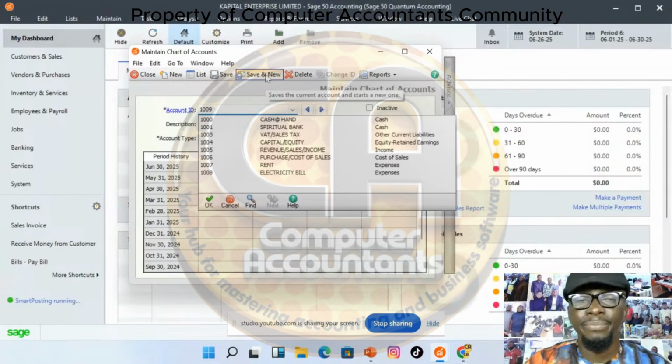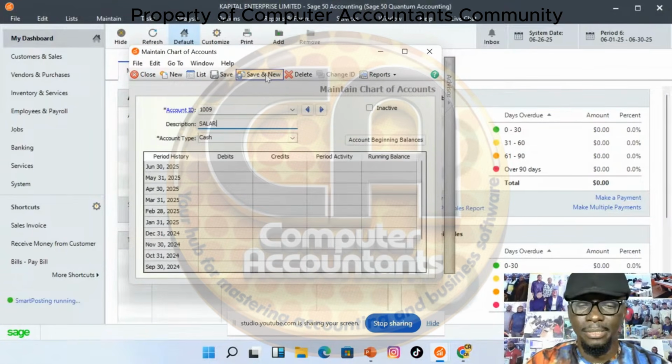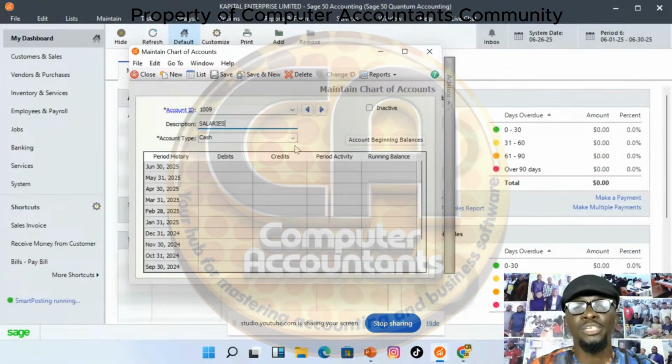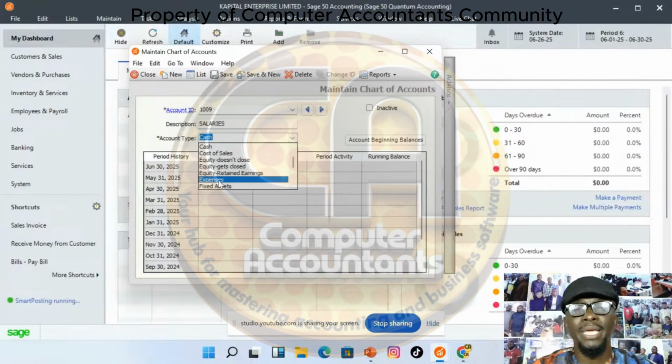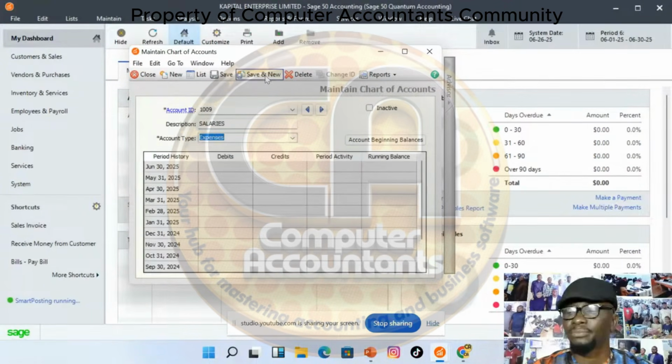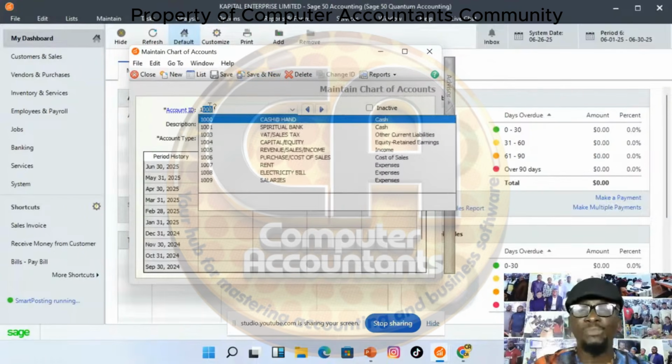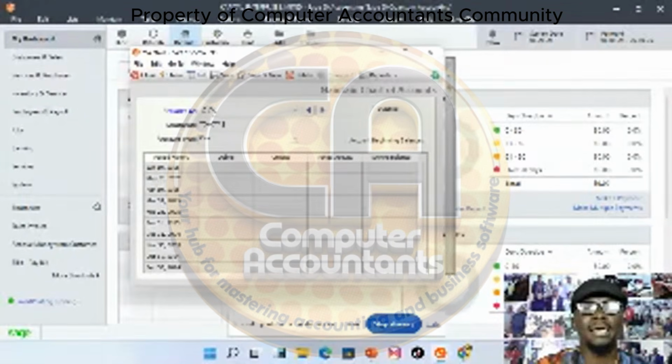1009. So I have salaries, which is also an admin expense. Then you have Toyota car. Toyota car is more of an asset to the business. Okay, so Toyota car.